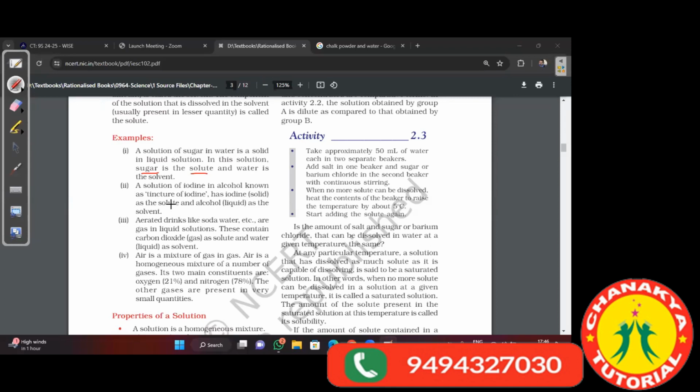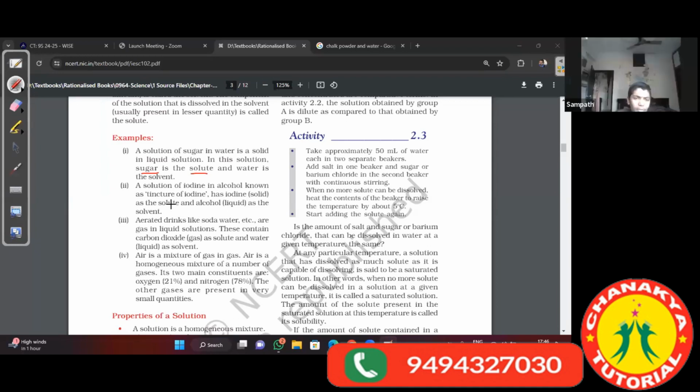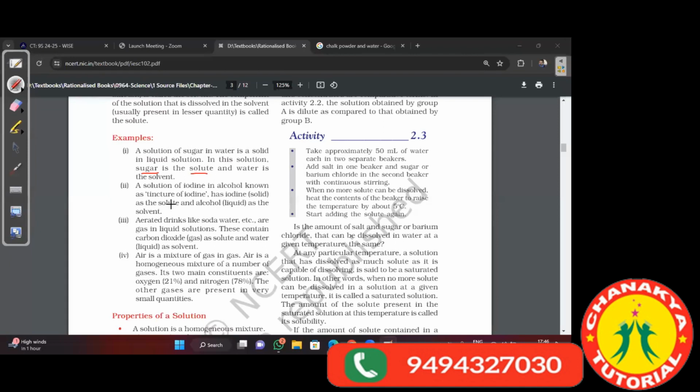Any uses of iodine tincture? Sir, they will apply on wounds. Iodine tincture has antiseptic properties. Okay. So iodine tincture is used in the treatment of wounds. If you have any wounds, over the treatment you use iodine tincture.